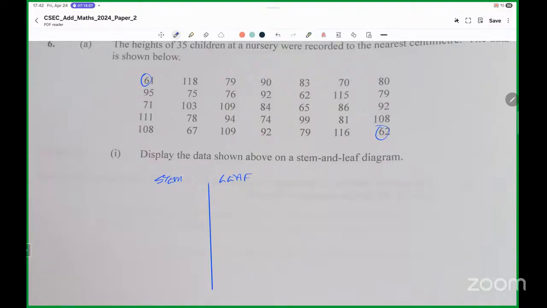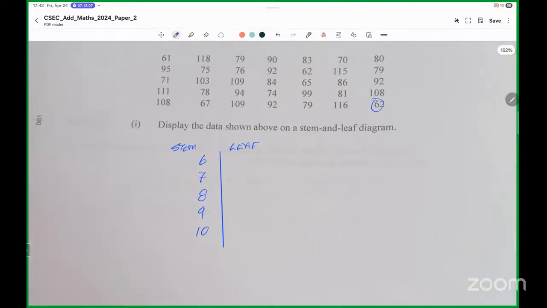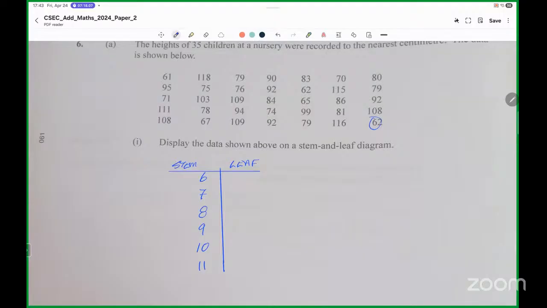And you put in the 10 value. So that starts at 6, and it looks like it goes up to 11. All right? So it would be maybe 6, 7, 8, 9, 10, and 11. That's the stem side. Then you have the leaf side, and we can go value by value.